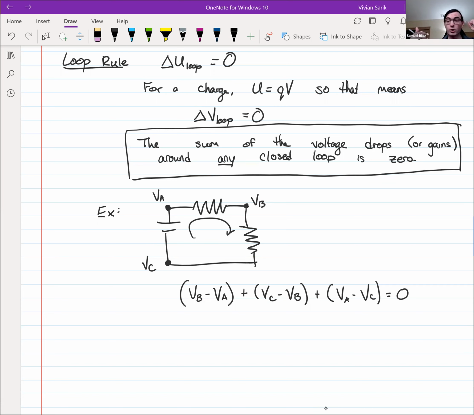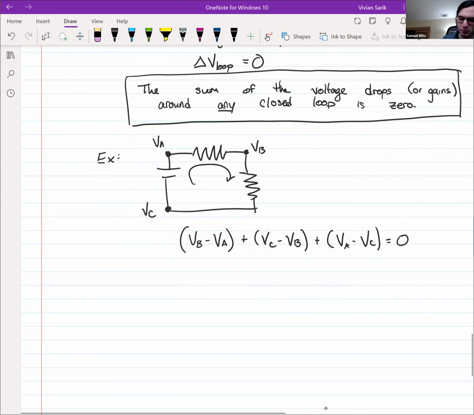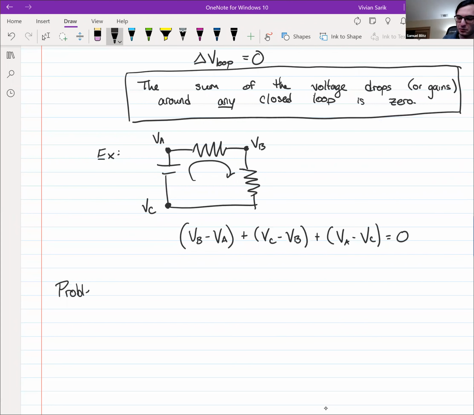Now let's do some examples so you can see this in action, because this is going to get tricky and you're going to be doing this a lot. Like in discussion next week, you're going to do this basically. So let's do some problem solving and some practice. We're going to work by example.